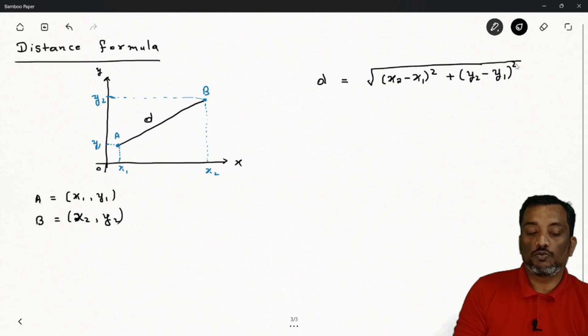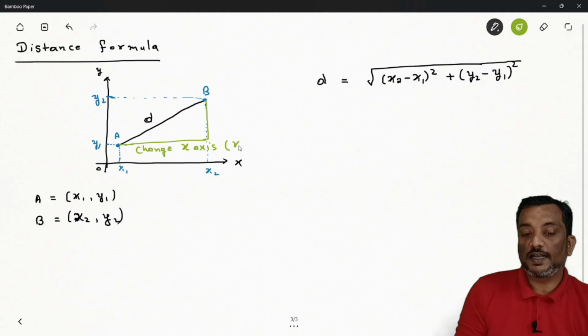So whatever coordinates you have been given for A and B, you can just substitute here and you can get the answer. Also, here this line is the change in y-axis, and on this line you are getting the change in x-axis, the horizontal one.